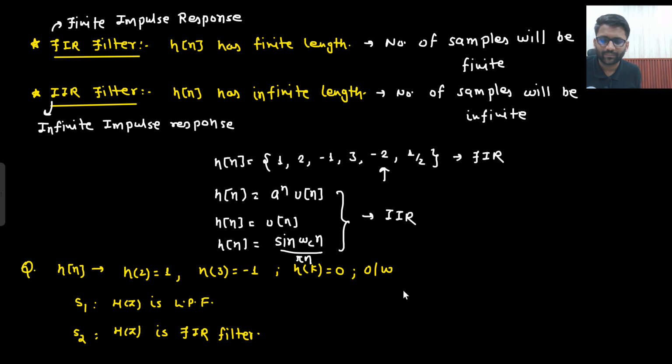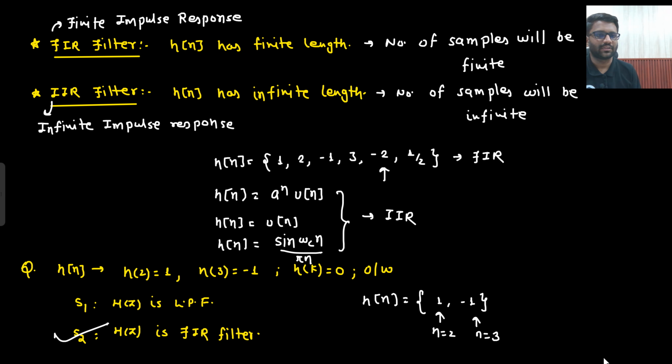You can see one of the questions. So h(n) is given, h(2) is equal to 1, h(3) is equal to minus 1, and h(k) is equal to 0 otherwise. So basically this is your h(n). The only non-zero values of h(n) are 1 and minus 1. So this is your n equals 2 and this is your n equals 3. Rest all are 0. So this is your h(n). So is it FIR? Surely it is FIR, finite impulse response. Is it low pass or high pass?